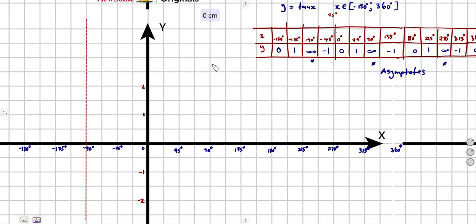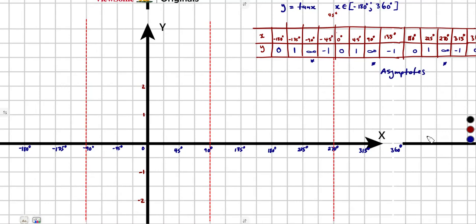At 90 degrees, an asymptote again, the graph cannot pass here. The points cannot pass that. Then the same at what? 270. We are limited to those points.